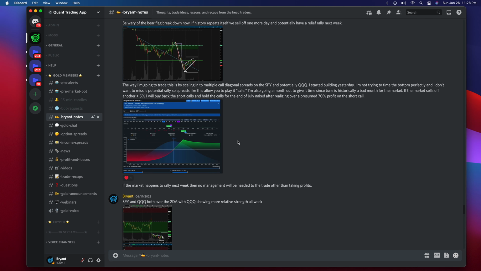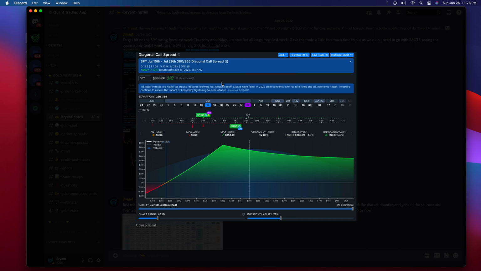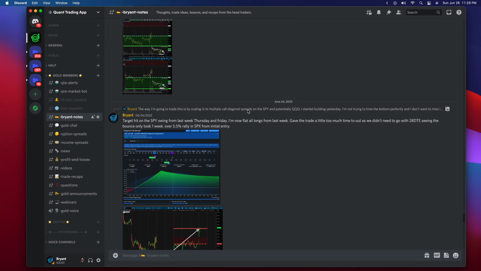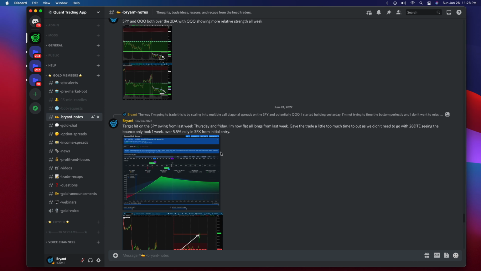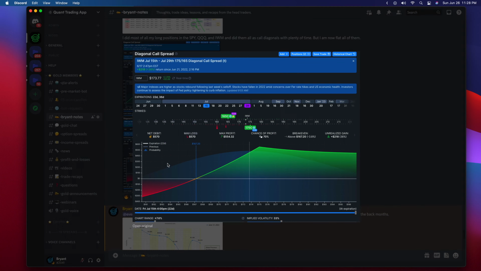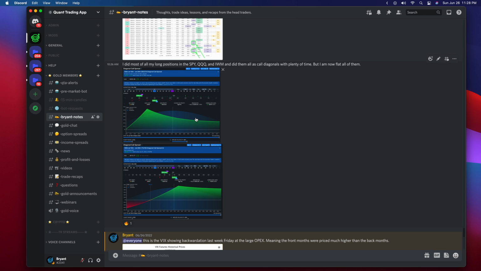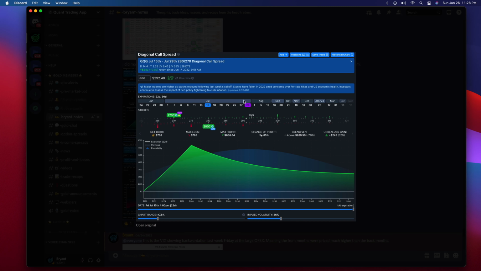I went pretty heavy last week. Around that same time, I was in a call diagonal spread on the SPY, which I closed out for about 42% this week on Friday. And as we scroll down here, I was also in a call diagonal spread on the Qs, and this is the IWM, so the Russell. So I was in call diagonal spreads across the board. Even though I closed out Square, because I don't like having so many open positions that are all in the same direction, I'd rather put some more risk onto the Qs, because I had fairly high reasons to believe the market was going to bounce.